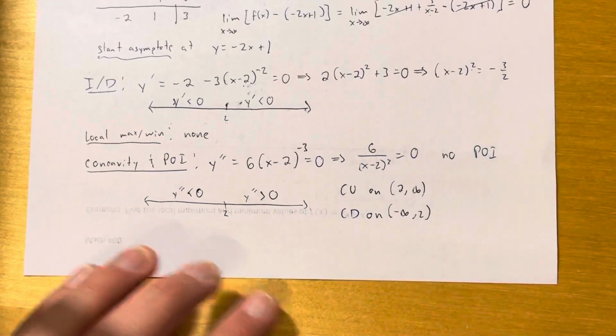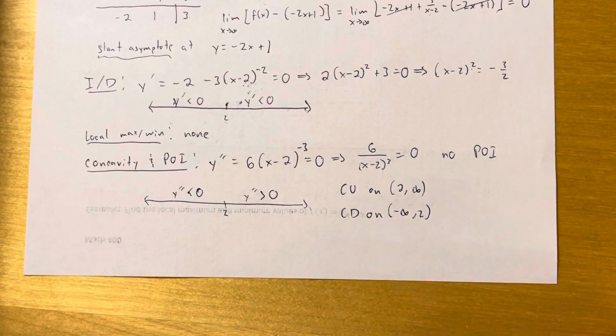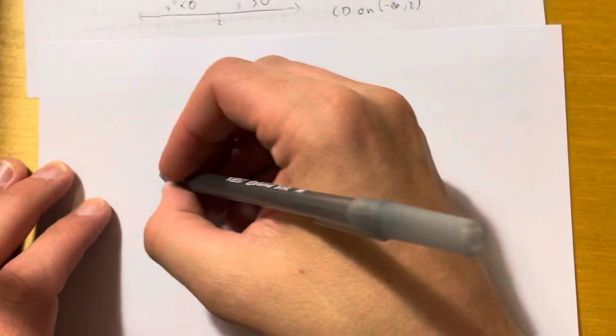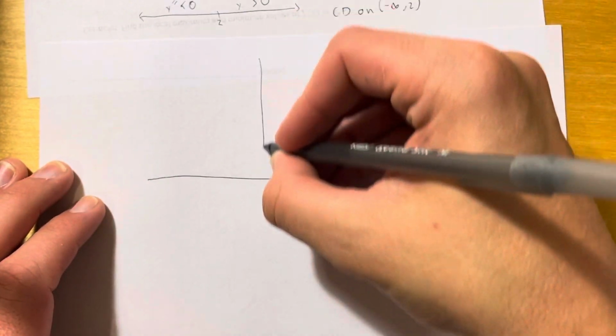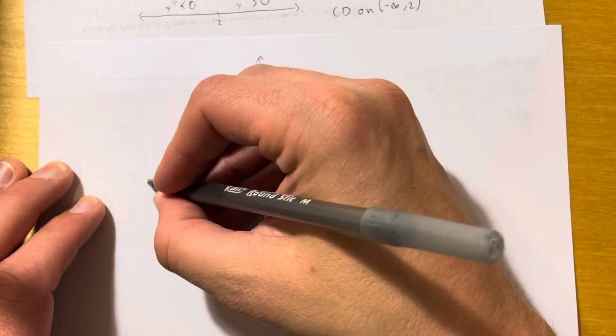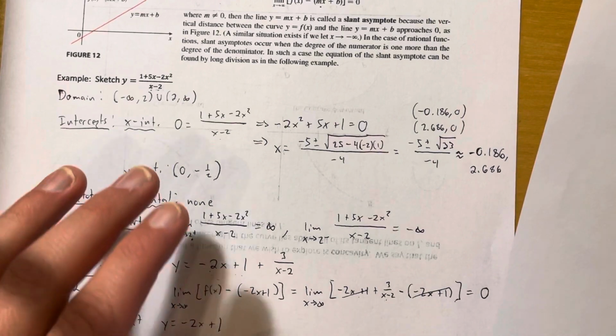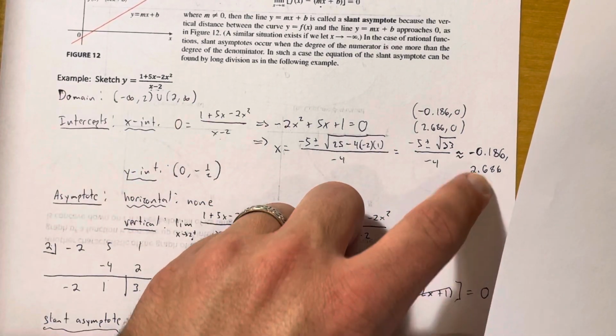Now, I didn't leave myself enough space here to sketch my graph, so I'm going to grab another piece of paper here, which we will use to put all the pieces together. All right, so let's go like this. All right, what do we know? Our domain is all real numbers except for 2. That's fine. We have x-intercepts at a couple of values that we had to round, so let's put those on our graph.